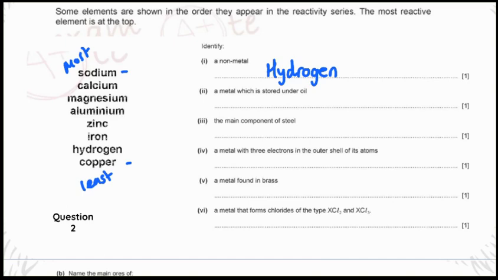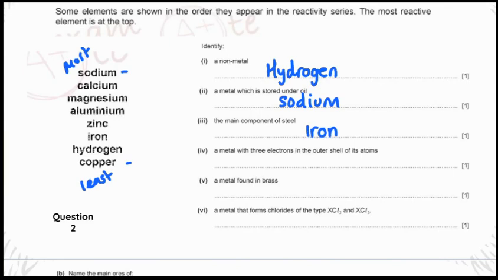A metal which is stored under oil, well, of course, that's going to be the most reactive one. Only the group 1 metals are stored under oil, so we're going to go for sodium. The main component of steel, well, steel is made from pig iron from the blast furnace, so it must be iron.